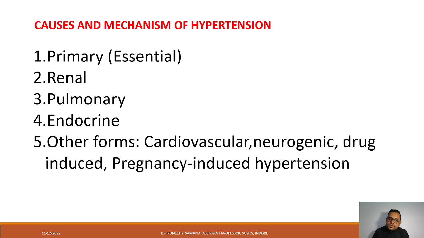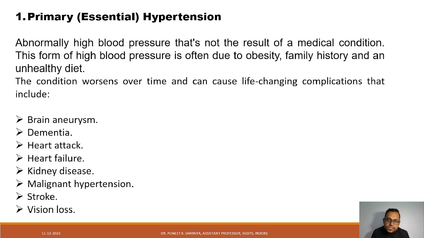Then what are the causes and the mechanisms underlying hypertension? There are various types of hypertension, like primary, which is also known as essential, then renal, then pulmonary, then endocrine, and the last one is some other forms like cardiovascular, neurogenic, drug induced, and pregnancy induced hypertension. One by one we will discuss these types and their causes. First is the primary or essential hypertension. Why is it called essential hypertension? Because it is not a medical condition.